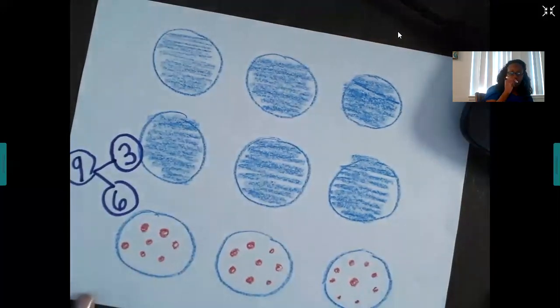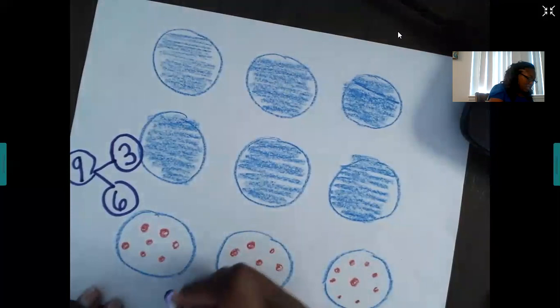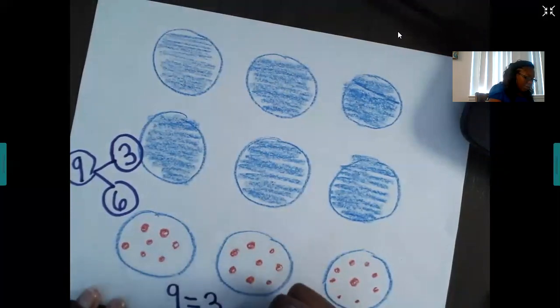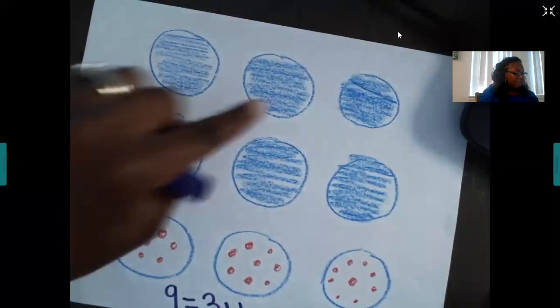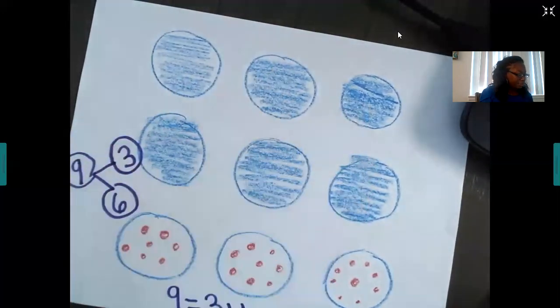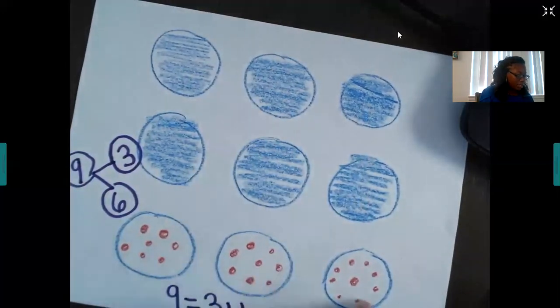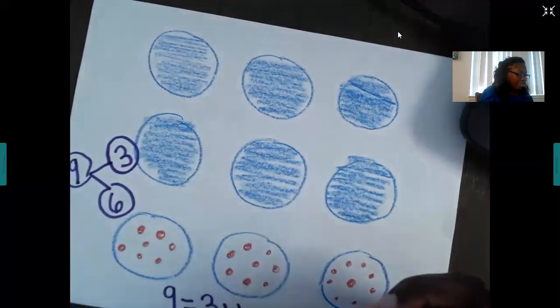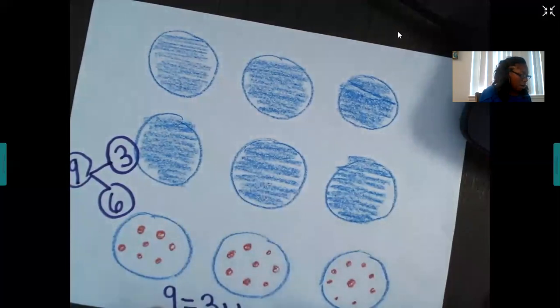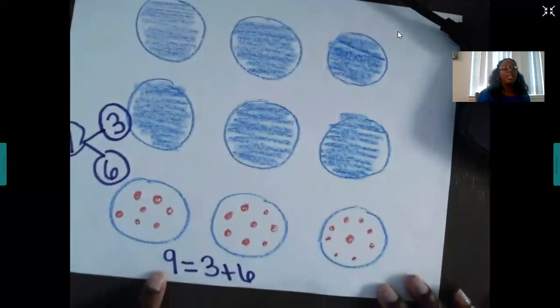So for my number sentence, Ms. Bowen would put 9 equals 3 plus 6. 6 is the first part, which is shaded blue. 3 are the polka dots, which is our next part. And all together, 3 and 6 make equal our whole, which is 9.